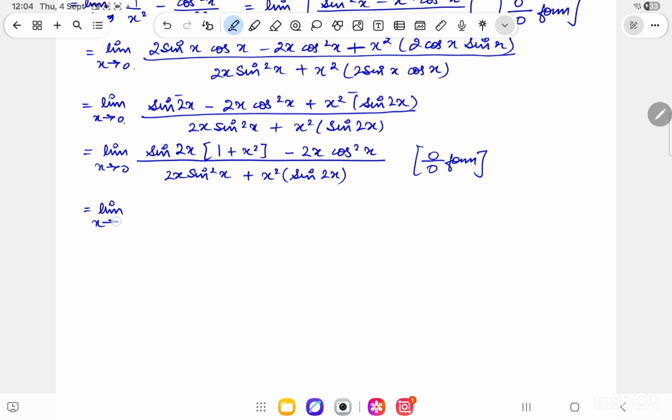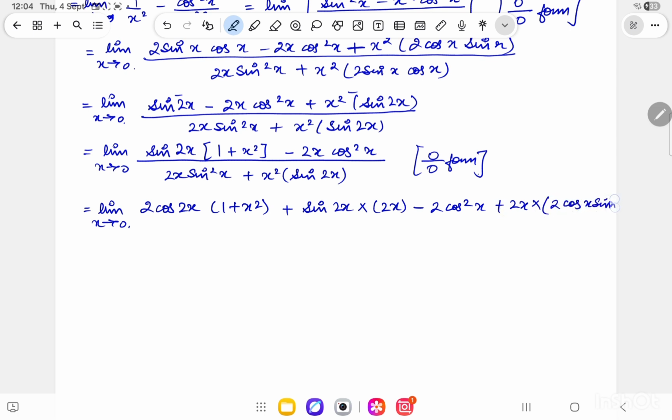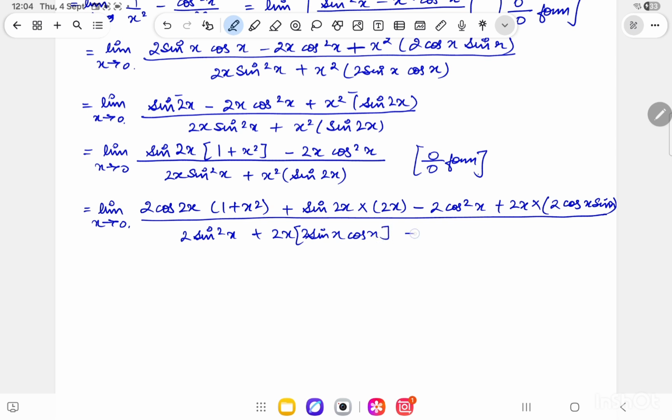If I do so, I'll be getting the limit as x approaches 0. The derivative of sin 2x will be cos 2x into 2, into (1 plus x squared), plus sin 2x into 2x, minus 2 cos squared x, minus 2x into the derivative of cos squared x, which will be 2 cos x times minus sin x, divided by 2 sin squared x plus 2x into the derivative of sin squared x, which will be 2 sin x cos x, plus x squared into cos 2x into 2 plus 2x into sin 2x.